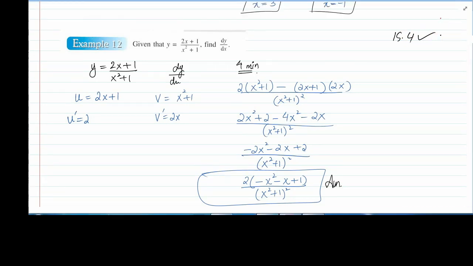And for homework, what you need to do, you need to attempt question number 2 part C. Alright, so that is your homework. It's exercise 15.4. Make sure that you are doing it by yourself and submit it on time.